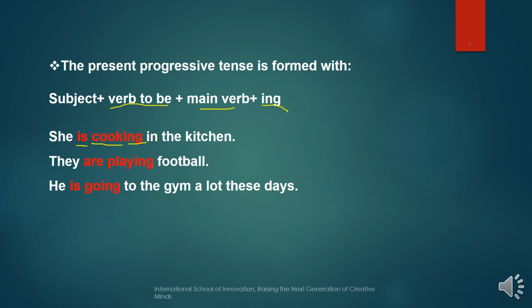The second sentence, they are playing. Are is the verb to be, play is the main verb, and ing is the part that we have to add to the verb to make it progressive. So they are playing football. He is going to the gym a lot these days. Is is the verb to be, go is the main verb, and then I add ing. So this is the form of the present progressive tense. Form means the way I write the verb, okay?